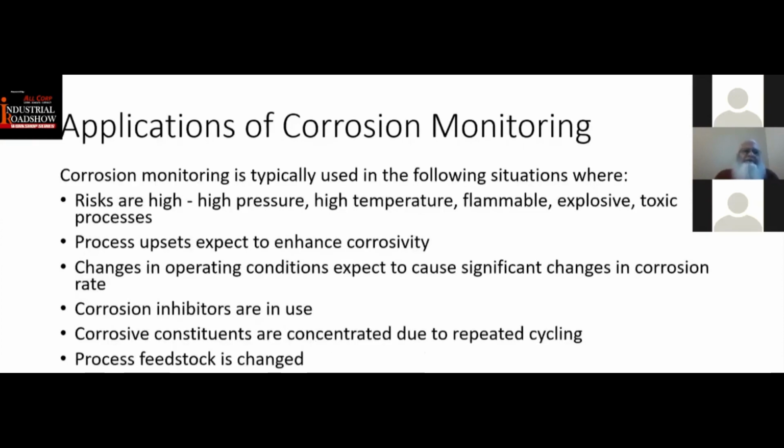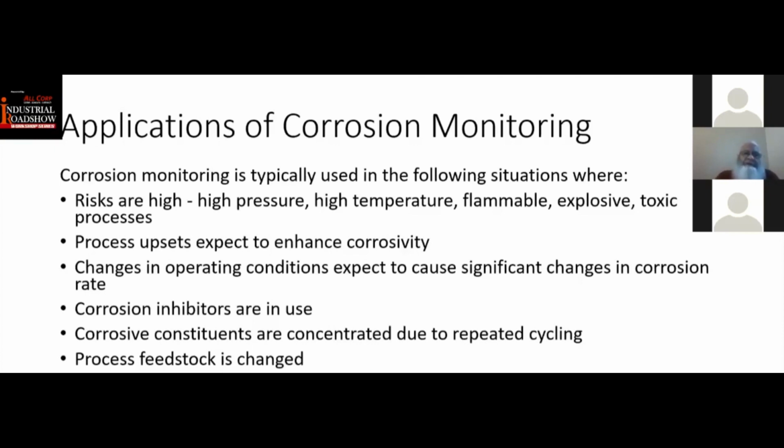Application of corrosion monitoring. Corrosion monitoring is typically used in the following situations where risks are high: high pressure, high temperature, flammable, explosive, toxic processes; process upsets expected to enhance corrosivity; changes in operating conditions expected to cause significant changes in corrosion rate; and where corrosion inhibitors are in use.